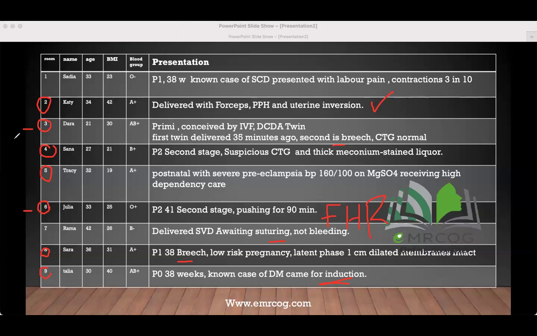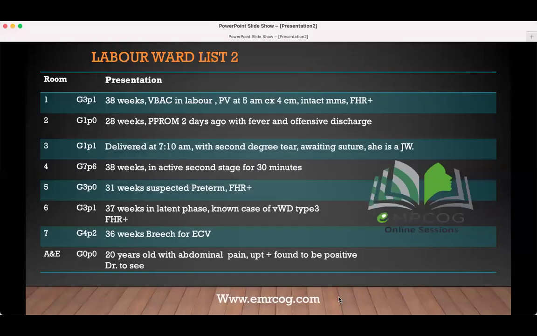Yes, doctor. Okay, my friends, thank you very much for this extensive discussion of labor ward number 1. And here we have the list.